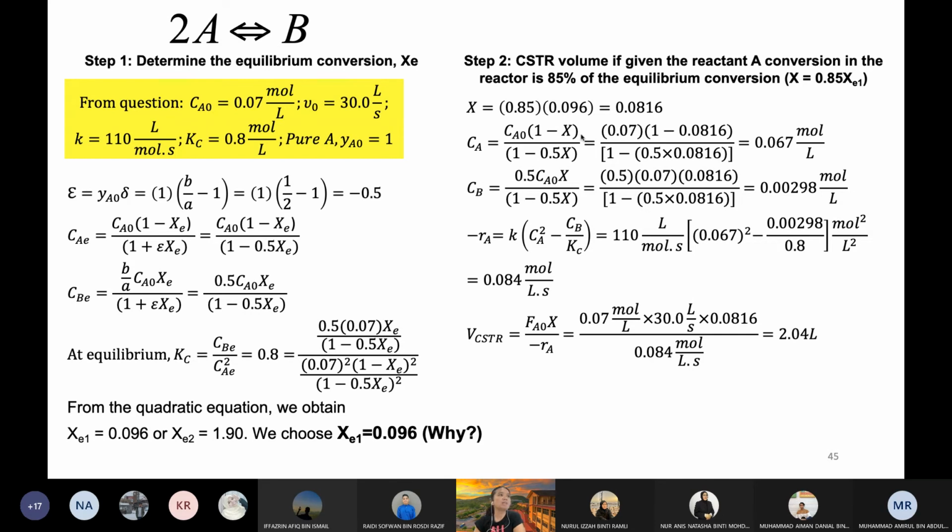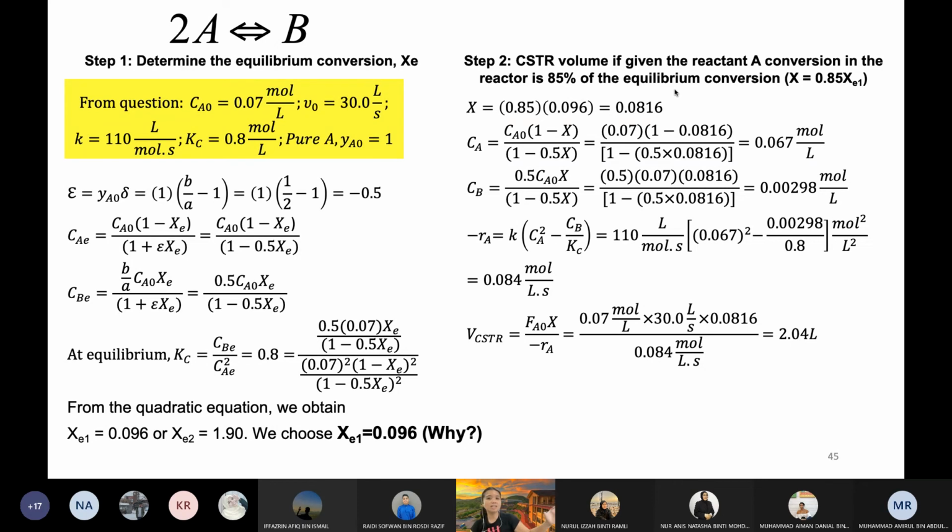So, mungkin you ask, what is the X? Kan dalam soalan kata, the conversion in the reactor is 85% of the equilibrium conversion. Maka, my reactor conversion X equals to 0.85, 85% of my equilibrium conversion. Equilibrium conversion saya 0.096. I multiply dengan 85%, 0.85. So, saya dapat reaktor saya punya conversion as 0.0816.